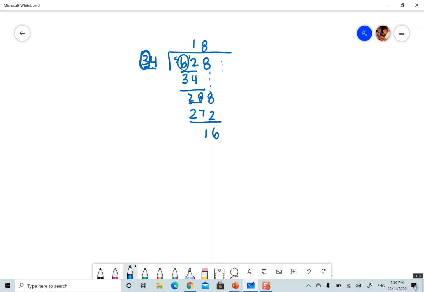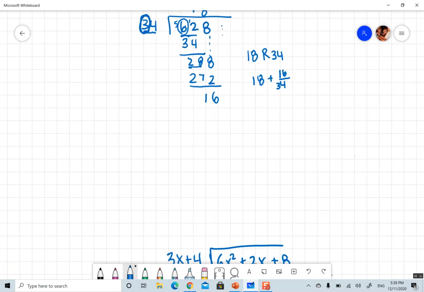So I have 2 ways I can write my answer. I can write it as 18 with a remainder of 16, or I could write it as 18 plus 16, my remainder, divided by 34. And of course, I'd reduce that fraction if I could. Okay? Now let's talk about something similar when we look at polynomials.